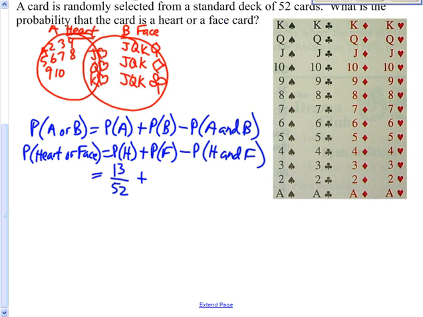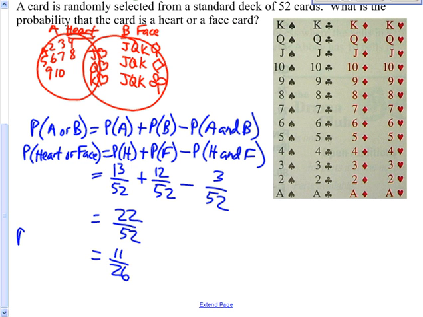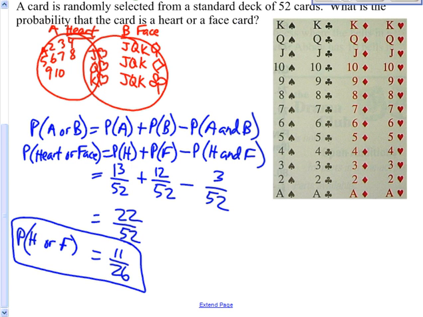How many face cards do I have? Well, I have 3 face cards in each suit, so we have 12 of these face cards, but I'm double counting, so I have to subtract out the heart face cards. My intersection is 3 of these out of 52. So 13 plus 12 minus 3: 25 minus 3 is 22 out of 52, or 11 out of 26. That's the probability that you draw a heart or a face card. Compound event there.